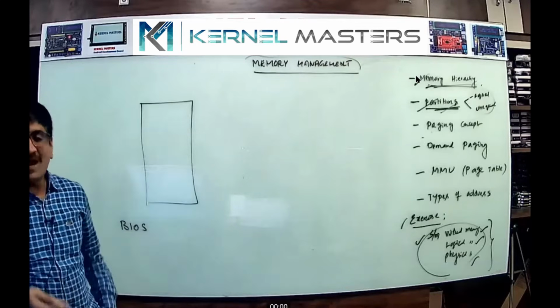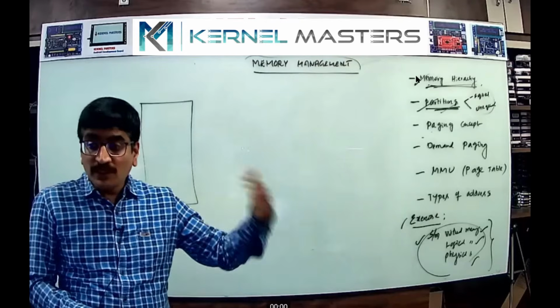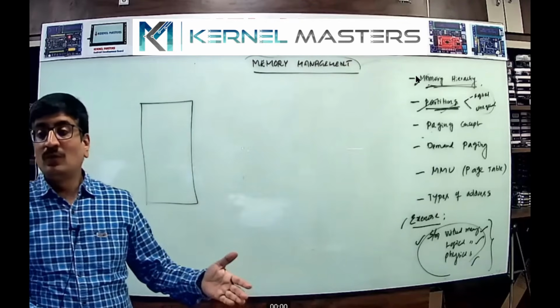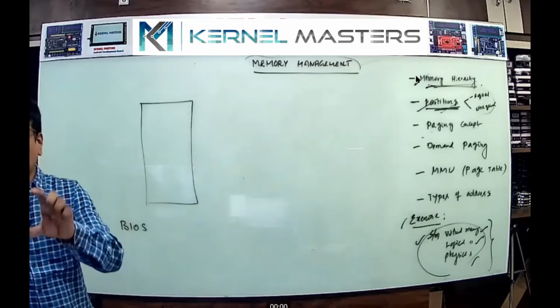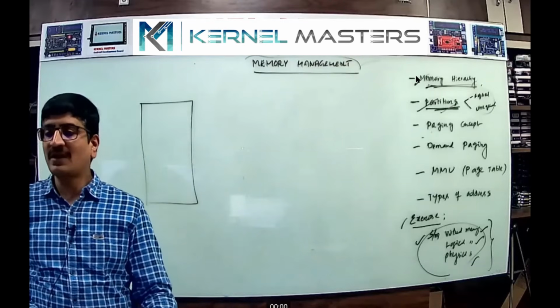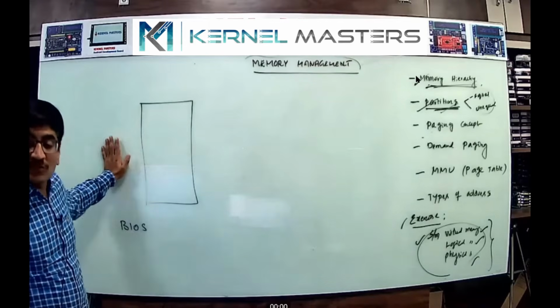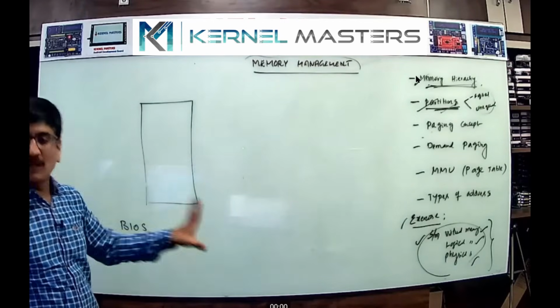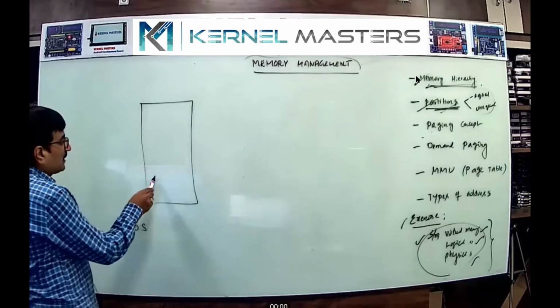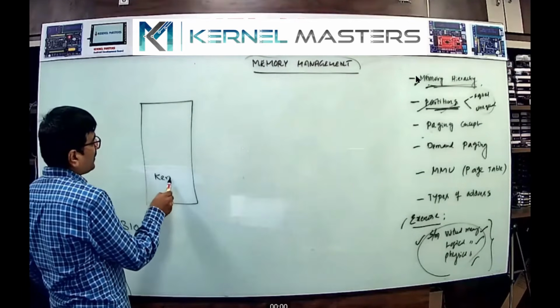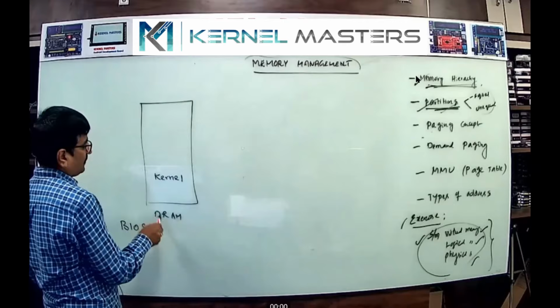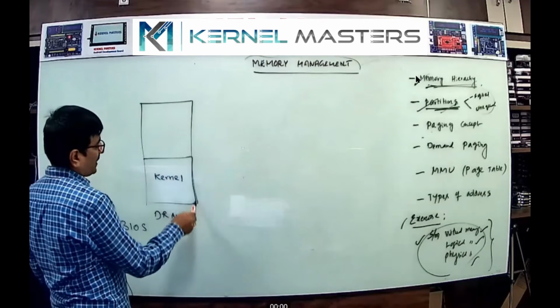The BIOS program's responsibility is to load the kernel image, the Windows kernel or the Linux kernel. The operating system kernel is loaded into the RAM only. The first program running in the RAM is the kernel, the operating system kernel, in the DRAM or whatever RAM. The first program running is the kernel.